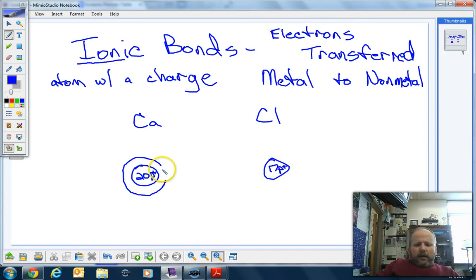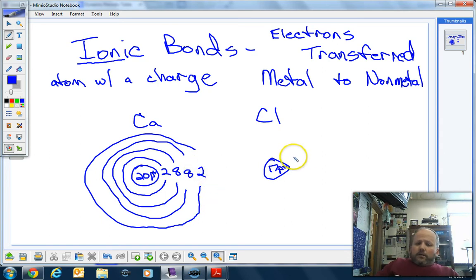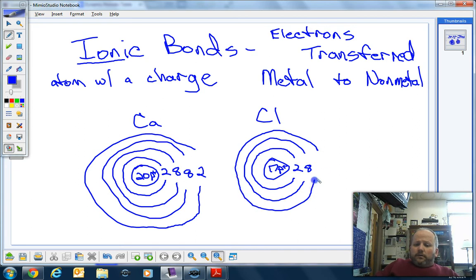If we did the Bohr model for calcium, it would have energy levels of 2, 8, 8, and 2. Chlorine would have energy levels of 2, 8, and 7.